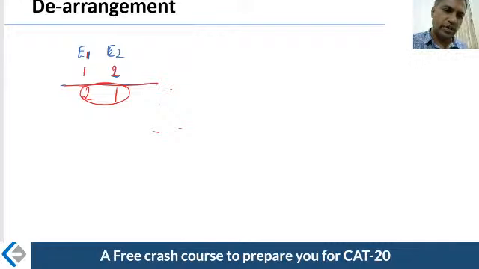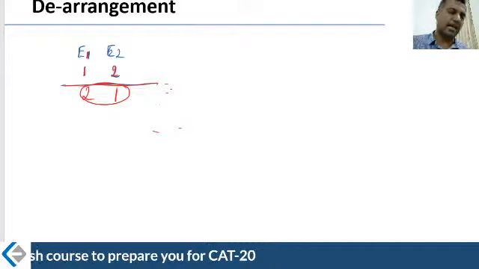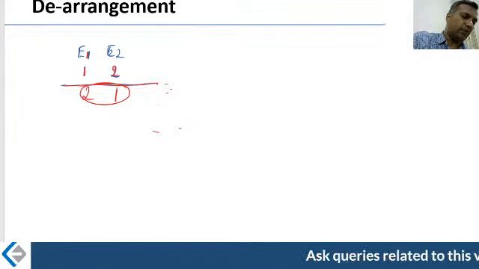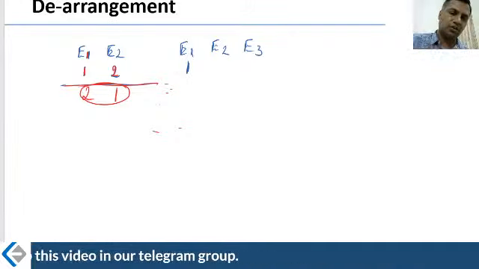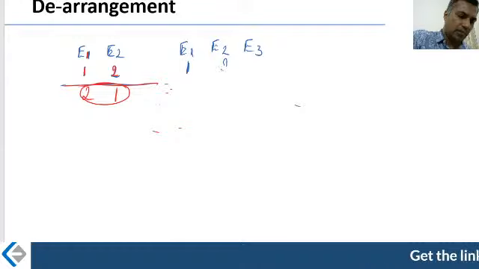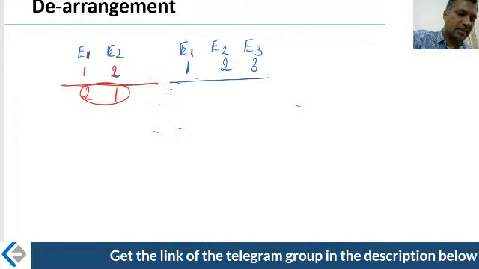Is this the only way to derange? Yes. If there are 2 employees, 2 envelopes, and 2 letters, there is only one way to derange it. What if there are 3? Let's take E1, E2, and E3. What is the derangement? Let's check. The letter to person 1 should go into envelope 1, person 2 should go here, 3 should go here. That's the right way of doing it.